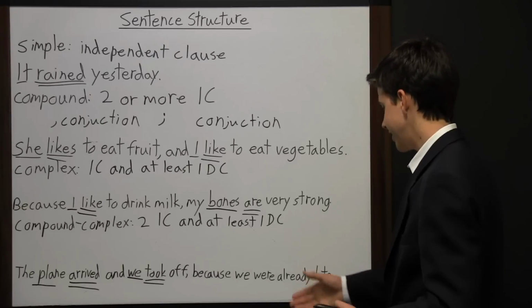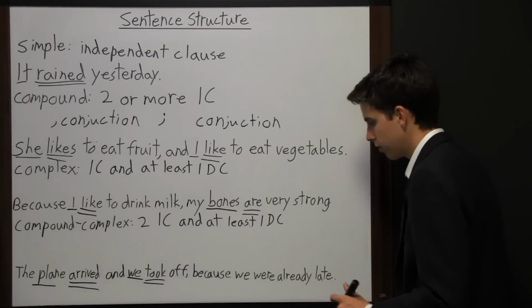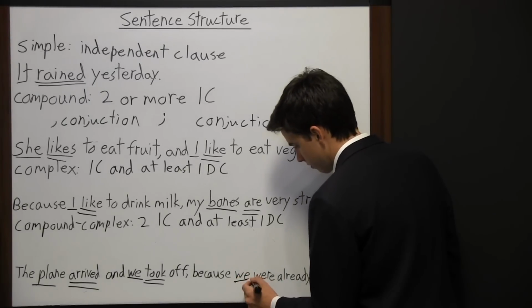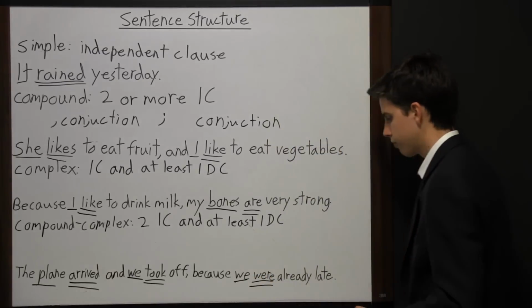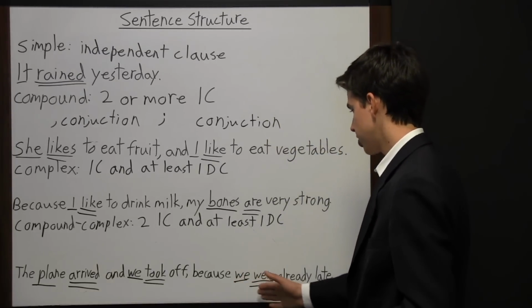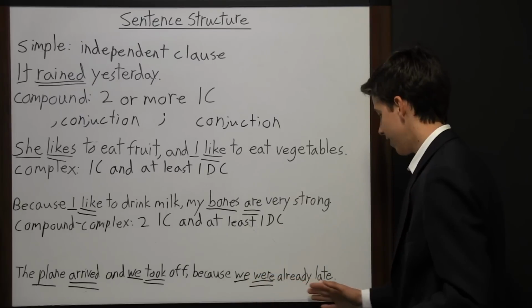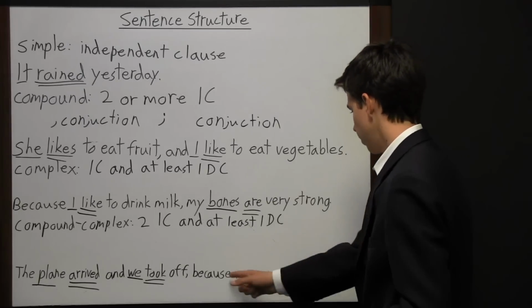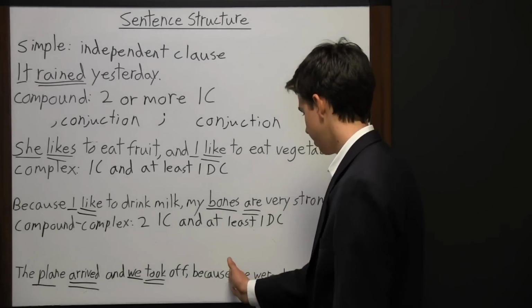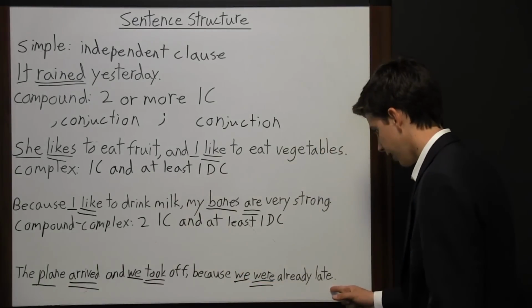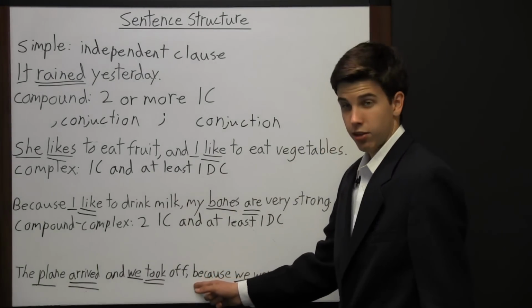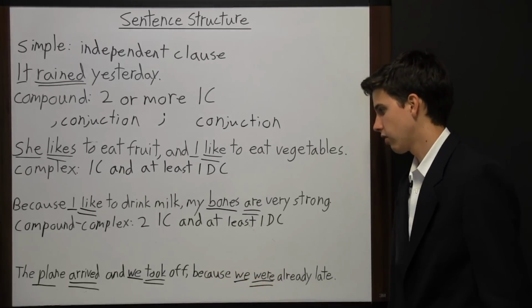Now, right here we have a dependent clause. Now, again, we have a subject and we have a verb. We and were are the subject and verb here, but this is not an independent clause. If we were to take the word because off, it would be an independent clause. We were already late. But because of the word because, it's now a dependent clause.